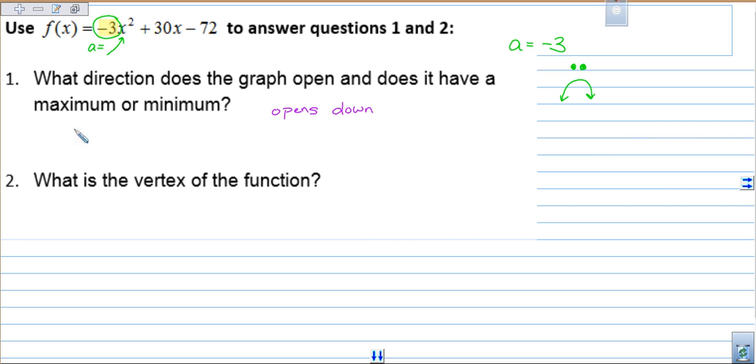And then to determine whether it has a maximum or a minimum, we're going to look where the vertex would be, which would be right here. And is this at the top or the bottom of the graph? And it's at the very top of the graph. The top would indicate that it's a maximum.